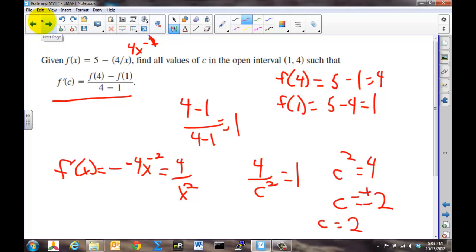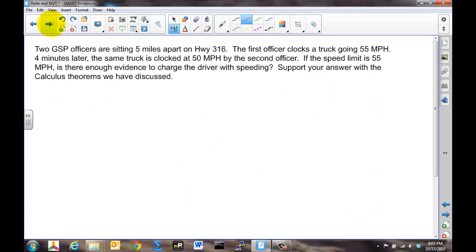And that's all we're asked to find. This has real life implications, and let's talk about it with a problem that any of us could be faced with. We've got two state patrol officers sitting on Highway 316, and they're exactly 5 miles apart. So we've got officer number 1 here, officer number 2 here, and they are using their radar guns.